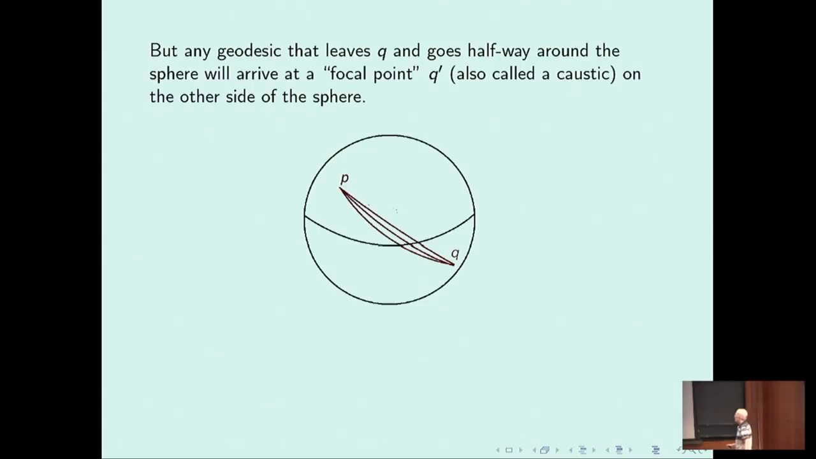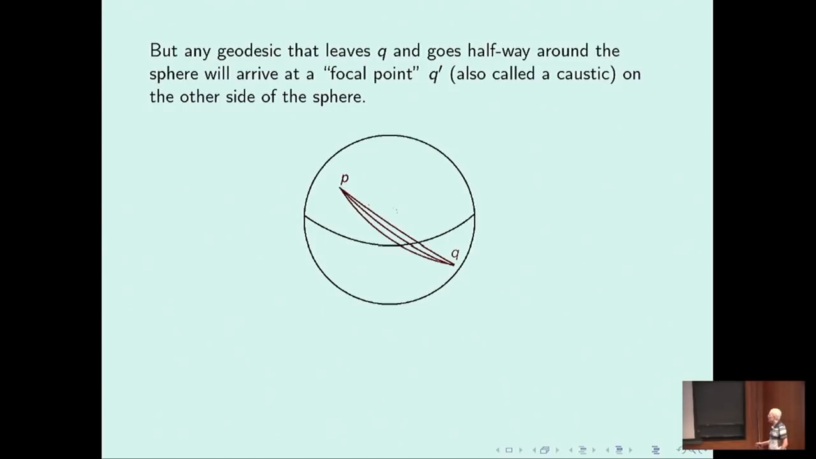So this point should have been labeled as Q prime, not P, Q. It's meant to be the focal point that's supposed to be halfway around the sphere. I don't think the drawing shows that well. And what's meant to be shown is that if you can see Q, then you can't see the focal point. It's on the other side. And I wasn't a good enough artist to deal with that.